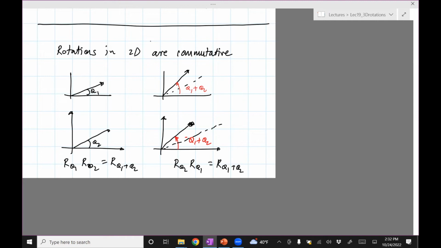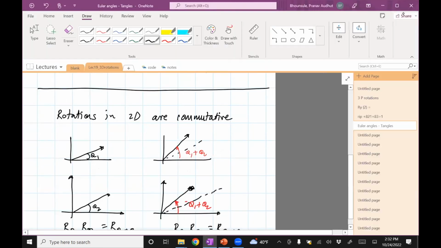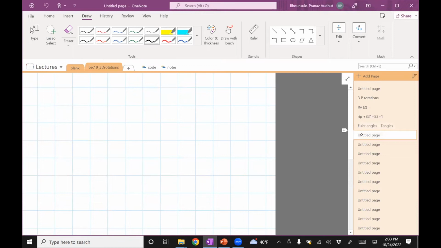Now, rotations in 3D are not commutative.